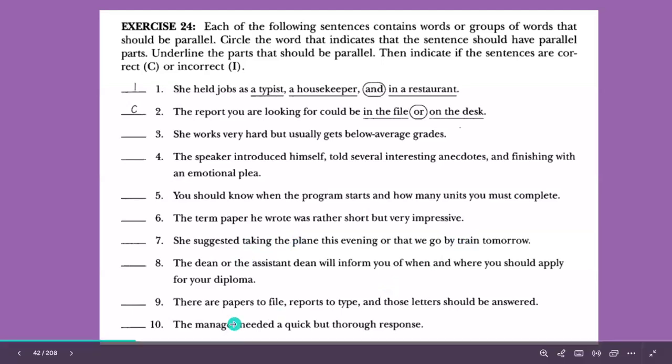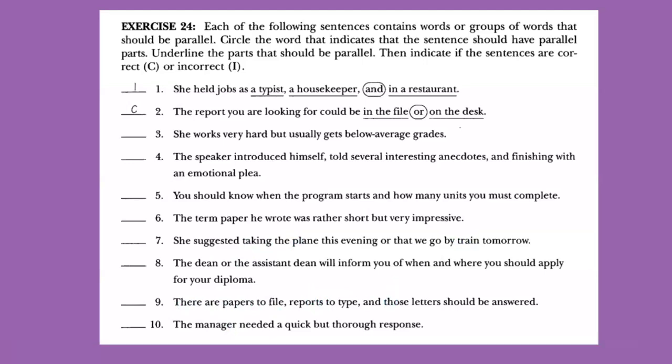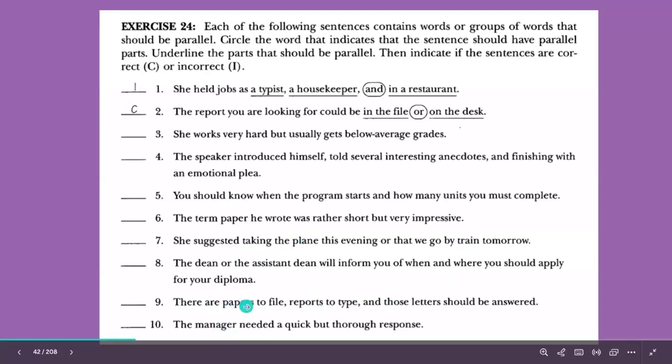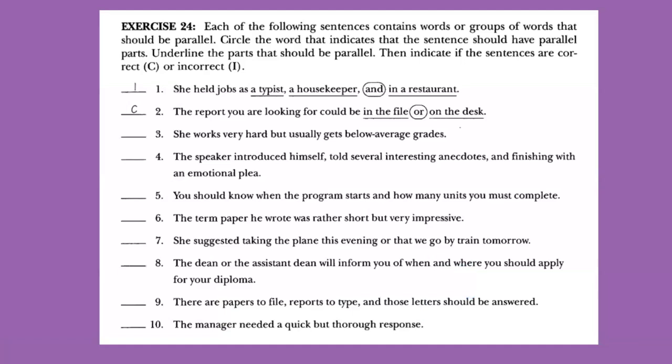It says, there are papers to file, reports to type, and those letters should be answered. This is incorrect because those letters should be answers, should be letters to answer, so I can have a parallel structure. Papers to file, reports to type, letters to answer. And finally, number 10 is a correct sentence.